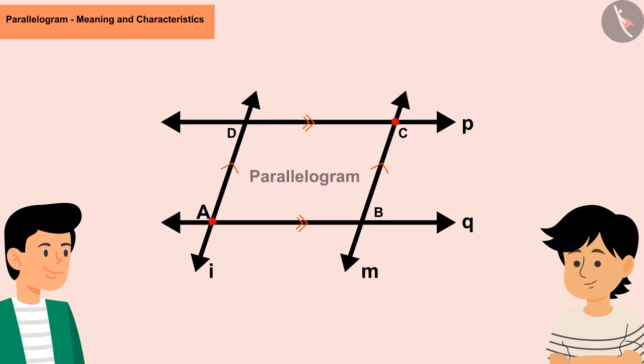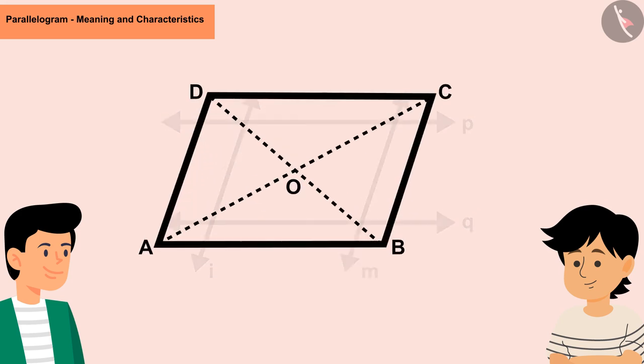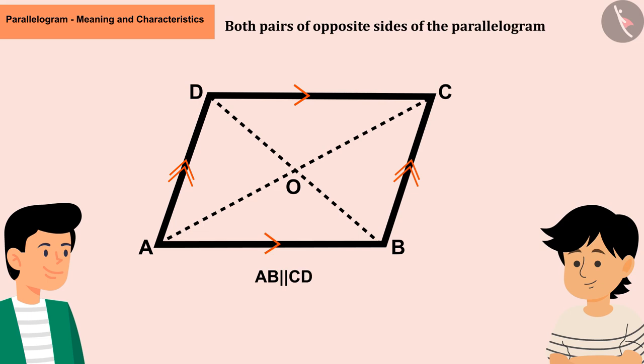Join the vertex A to vertex C and vertex B to vertex D. We find two diagonals AC and BD of the same quadrilateral intersecting at the point O. Now cut the shape ABCD with scissors. Because this quadrilateral is composed of a pair of two parallel lines, the opposite sides of this quadrilateral will be parallel.